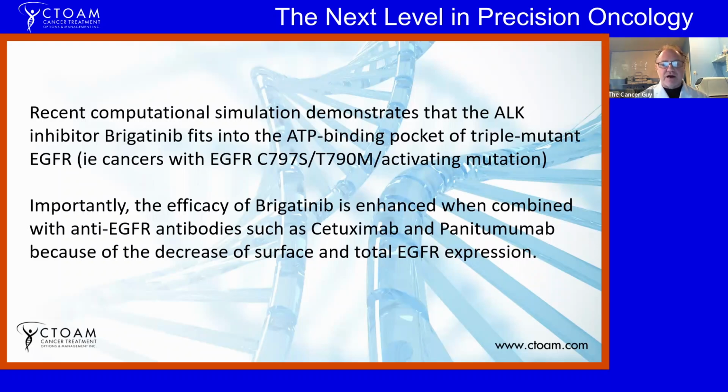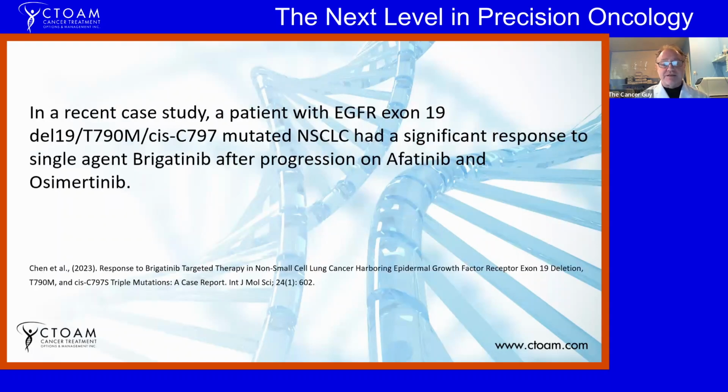And they found that these two drugs actually decrease the surface and total EGFR expression when combined with brigatinib. So in this case, they had a case study, and I put the reference here by Chen et al. 2023. And they found in this particular study, a patient with EGFR exon 19 deletion, which osimertinib will target, I believe. And this patient had an EGFR exon 19 deletion and T790M, and then also had this C797 mutation.